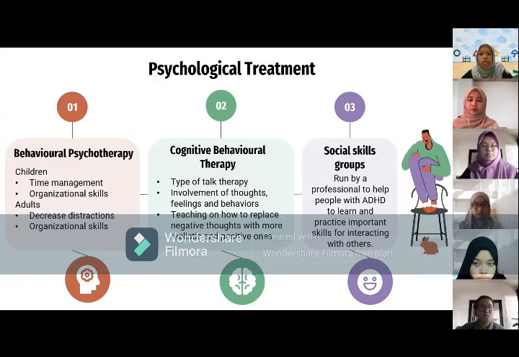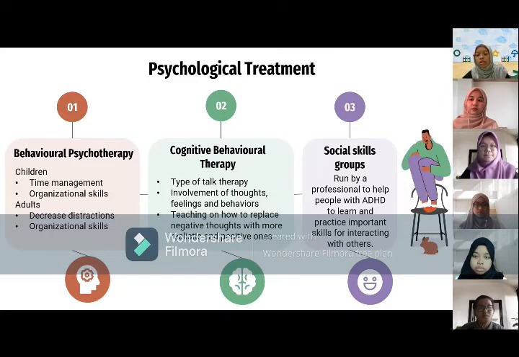Second is cognitive behavioral therapy. This is a type of talk therapy. It involves thoughts, feelings, and behaviors, and it teaches people with ADHD how to replace negative thoughts with more realistic and positive ones. For example, "I am stupid and I cannot learn." So we replace it with "I am good at a lot of things."